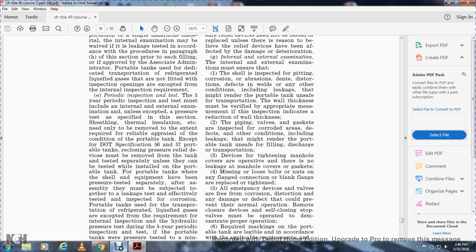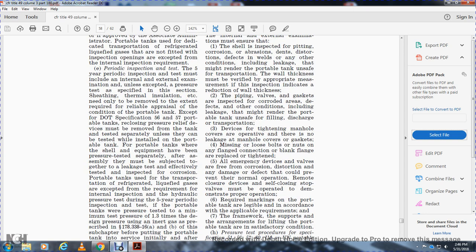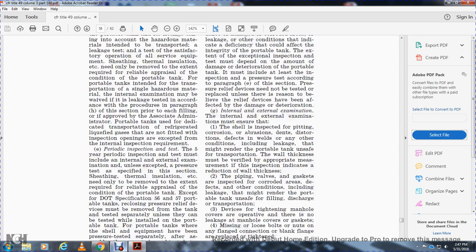Portable tanks used for the transportation of refrigerated liquefied gas are excepted from the requirements of the internal inspection and the hydraulic pressure test during the 5-year periodic testing. Such tanks must be pressure tested at a minimum test pressure of 1.3 times the design pressure, using inert gas as prescribed in 178.338-16(a) and (b) of this subchapter, before being put back in service, and must be serviceable after the exceptional inspection test specified in paragraph F of this section.